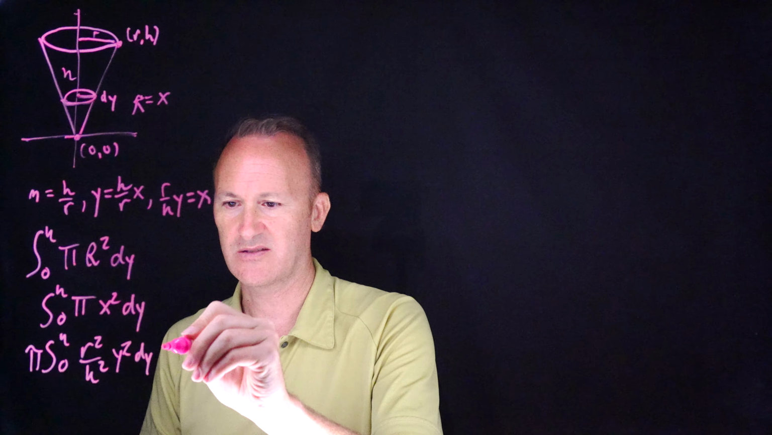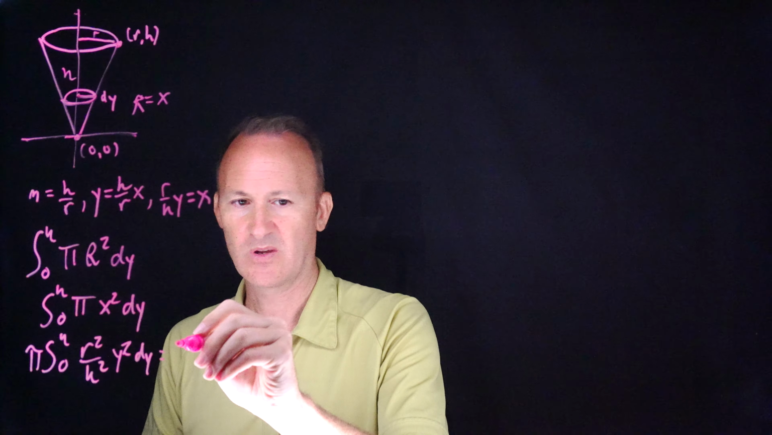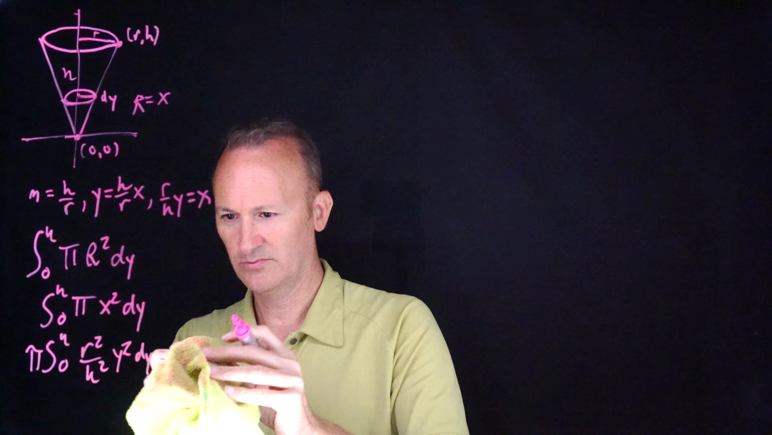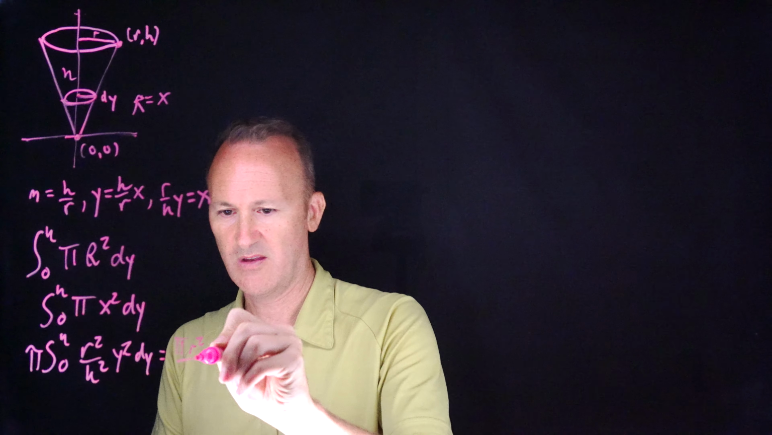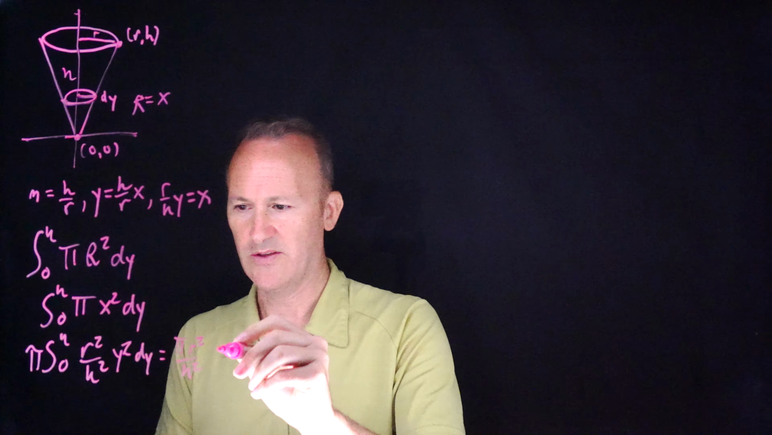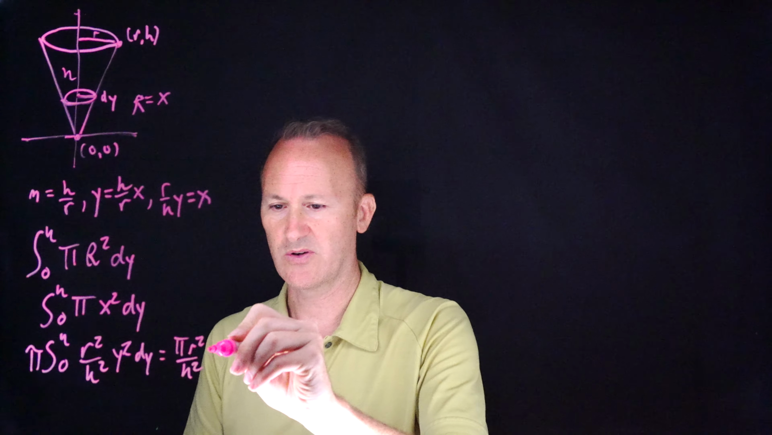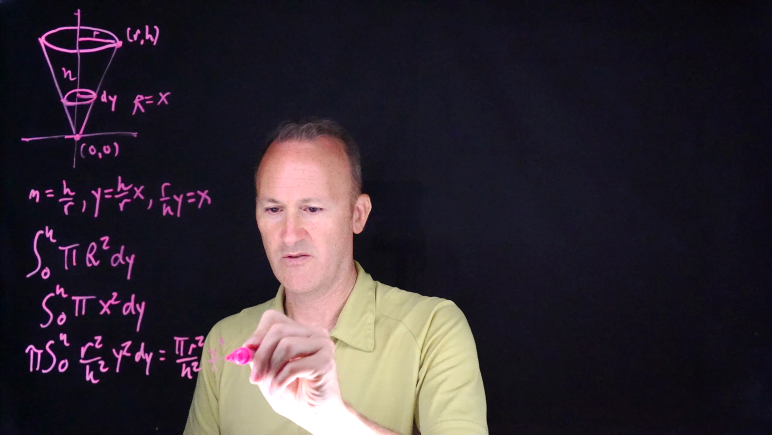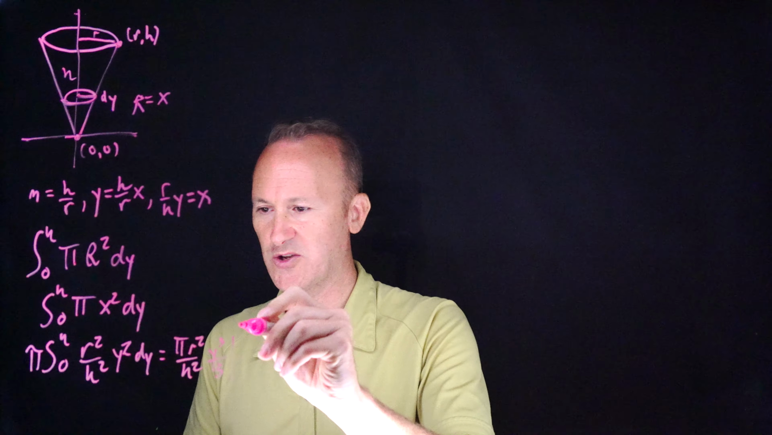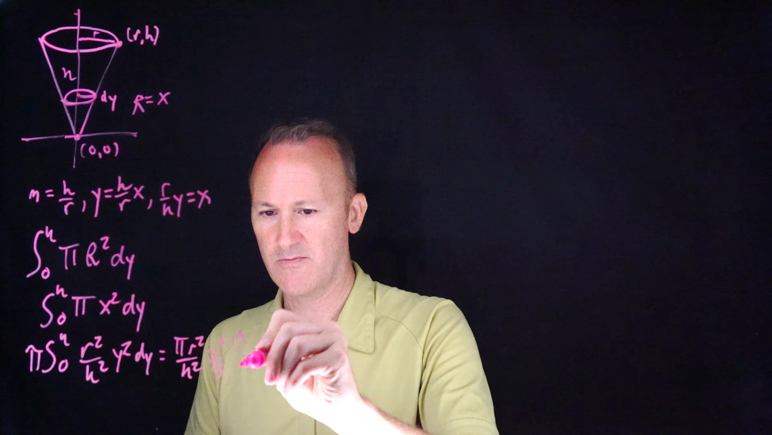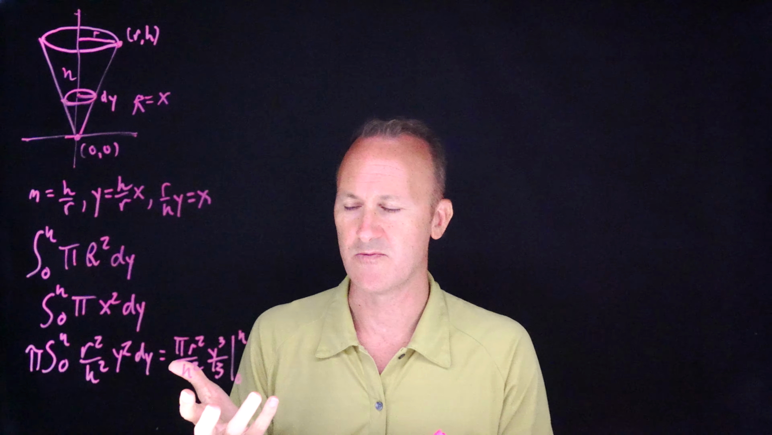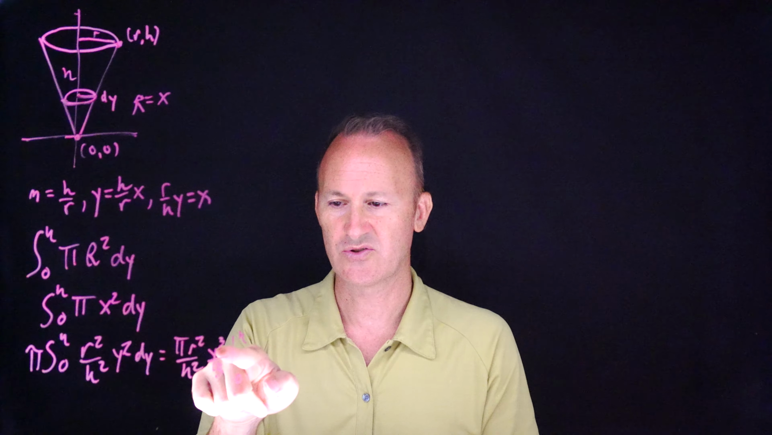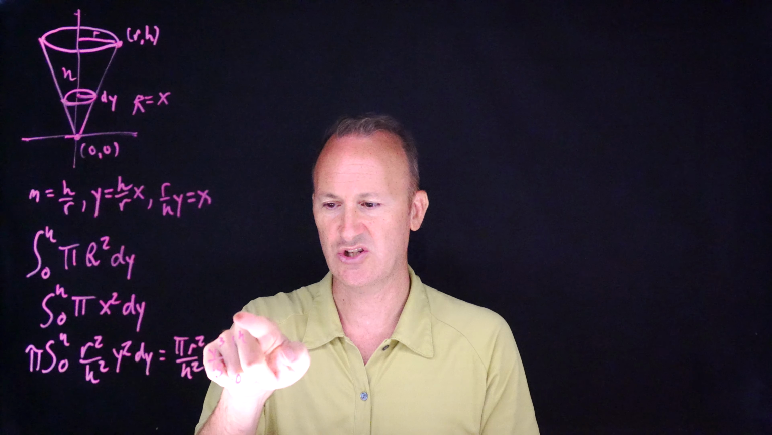So what we get is this is going to equal pi r squared h squared, and then we integrate the y, so we get y cubed over 3 evaluated at h and 0. And so the 0 just goes to 0. When you plug in the h, look what happens. You get an h cubed.